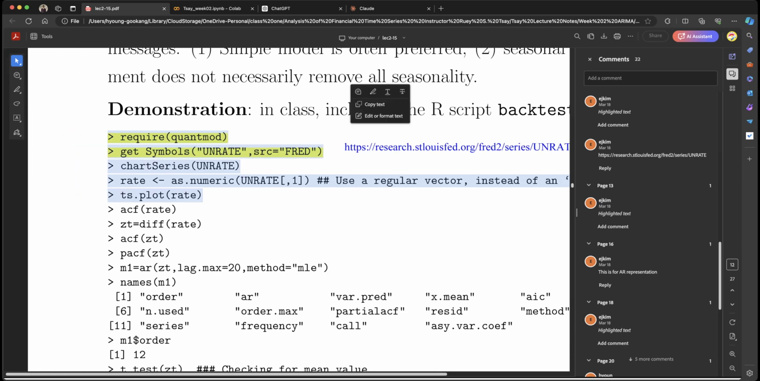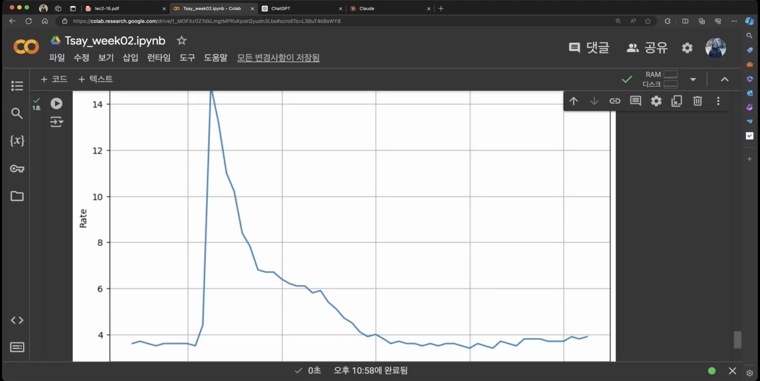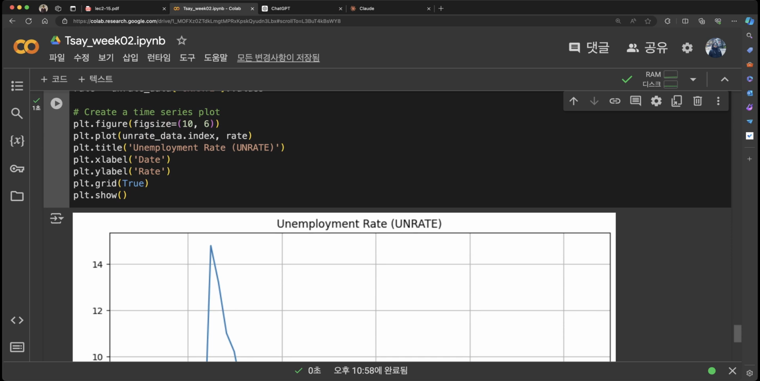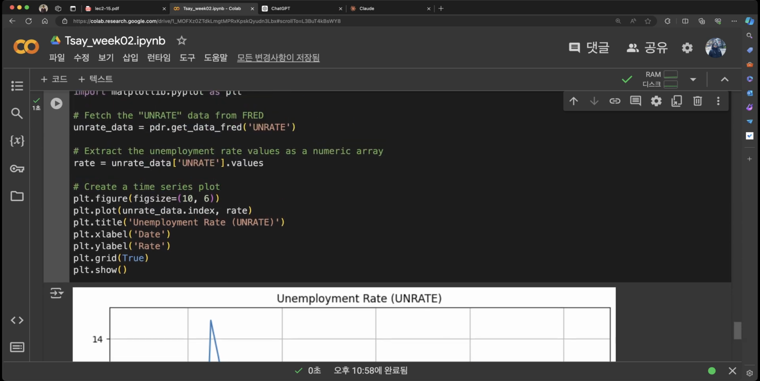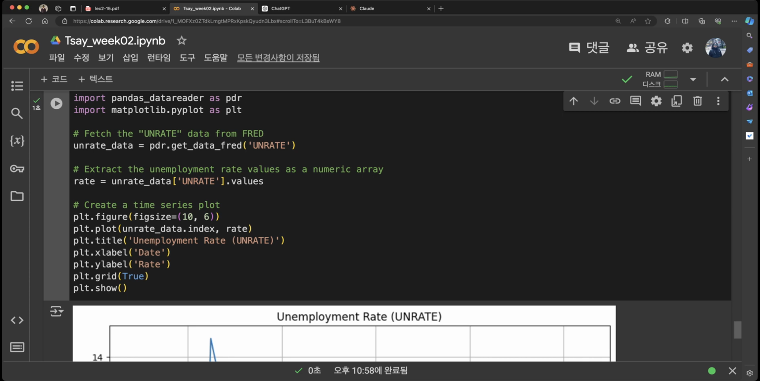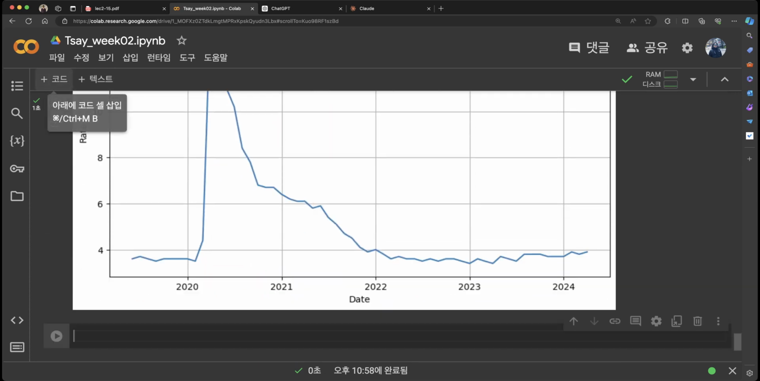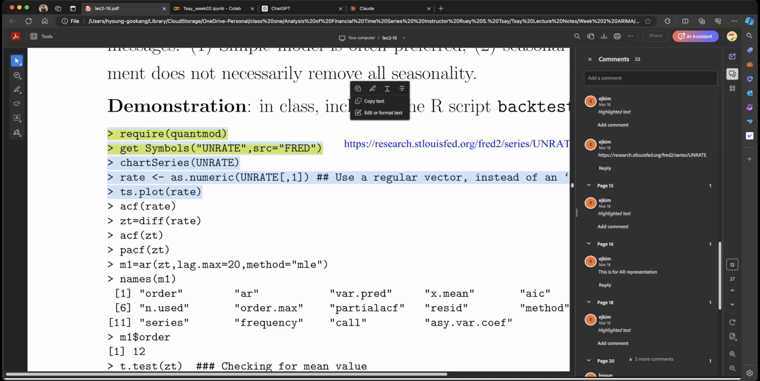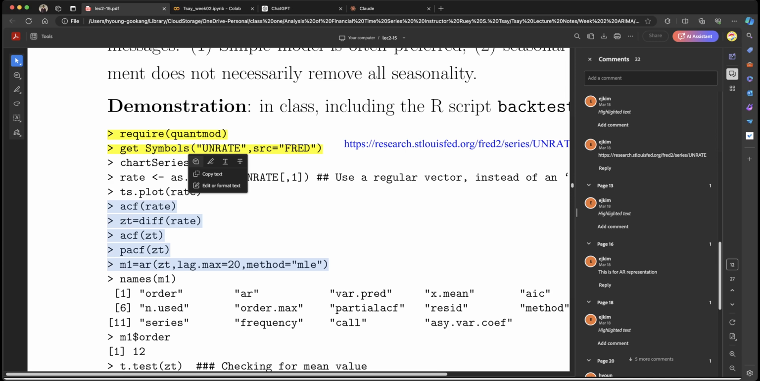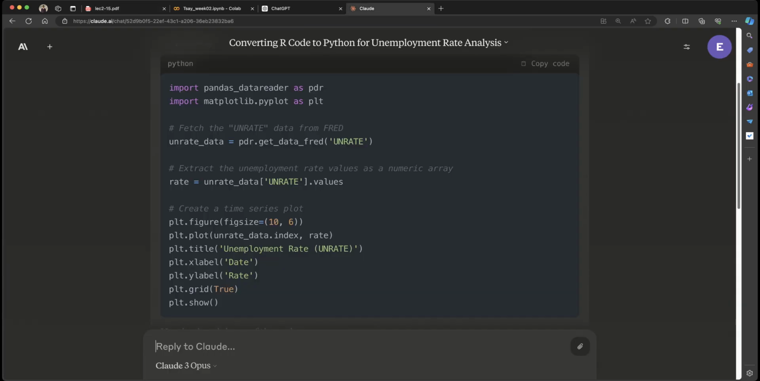and then, okay, that's interesting. Date, rate, and then we can do other things. Okay, and then let me try this one. Okay, and then copy.